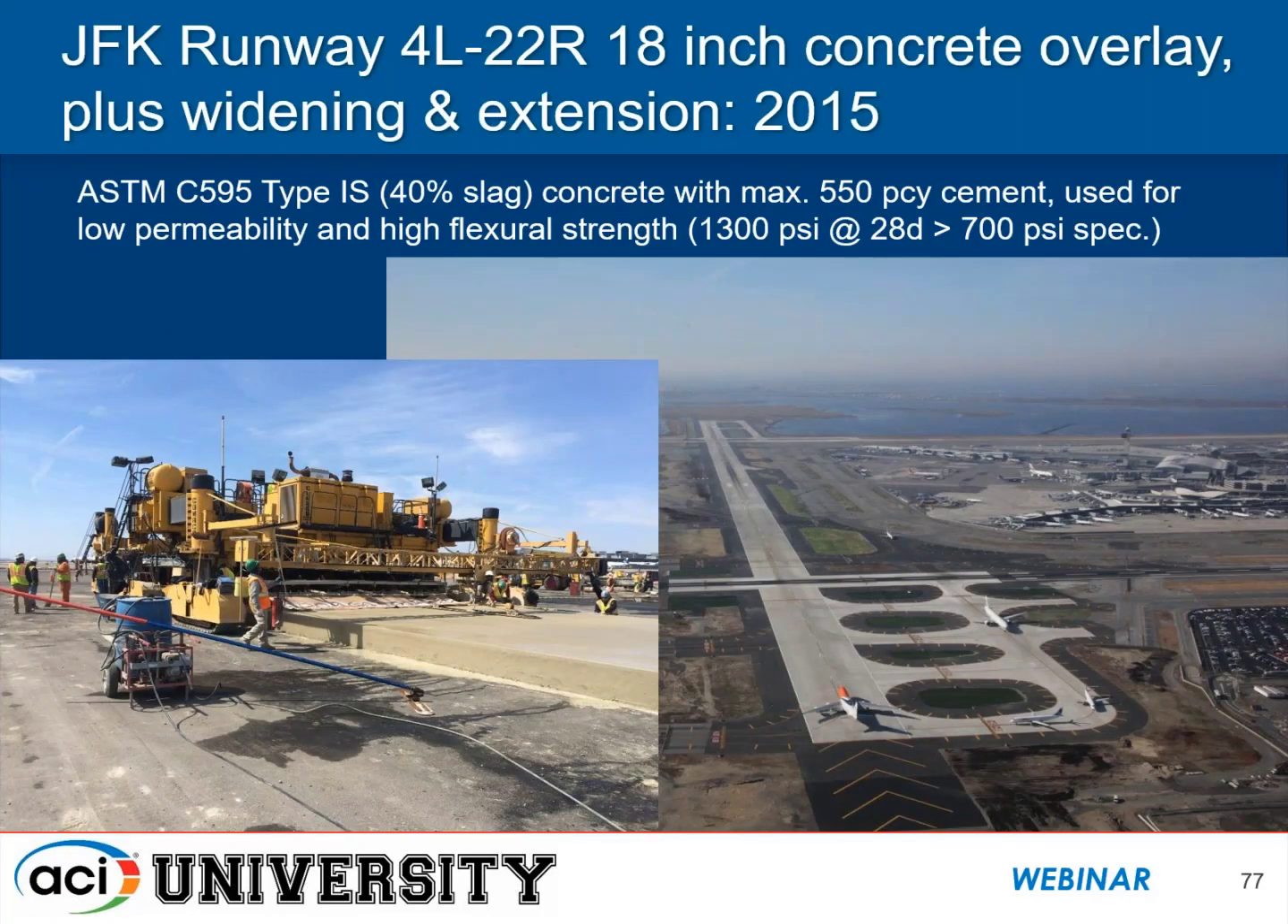At JFK, they redid one of the runways with an 18-inch concrete overlay, and they widened it from 150 to 200 feet wide and put an extension on the runway 5 years ago. They used a blended cement with 40% slag, the maximum 550 pound per cubic yard cementitious material. They wanted low permeability and high flexural strength, and they exceeded that. They got almost double the required minimum flexural strength for that pavement with the slag mix.